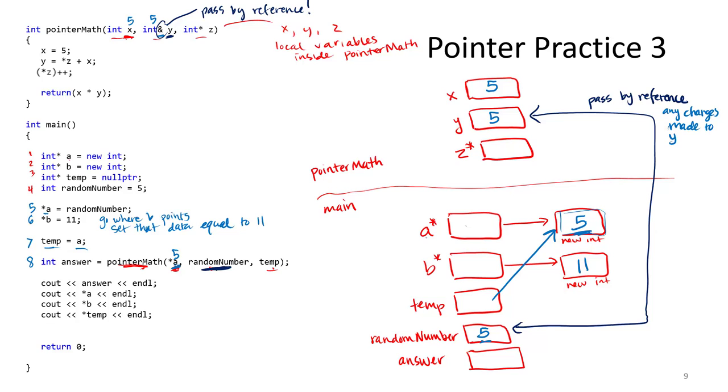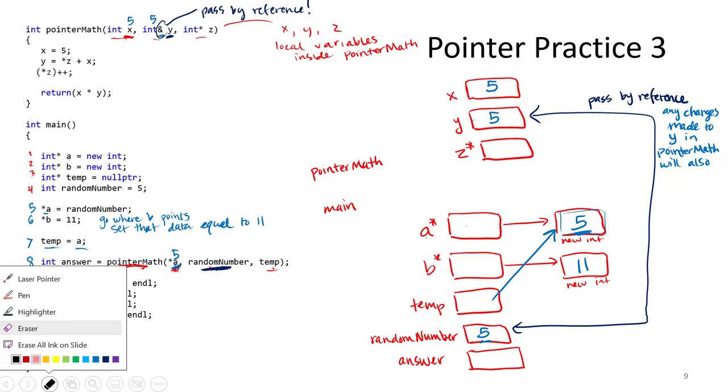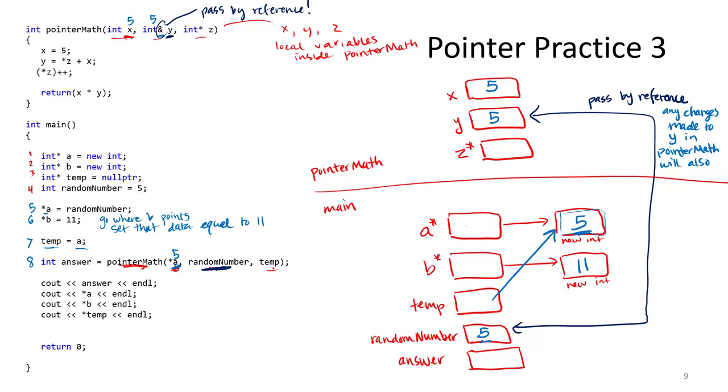any changes made to y in pointer math, those changes will also change random number back in main. So it's very helpful to draw extra arrows here and make a note to yourself so that you remember.